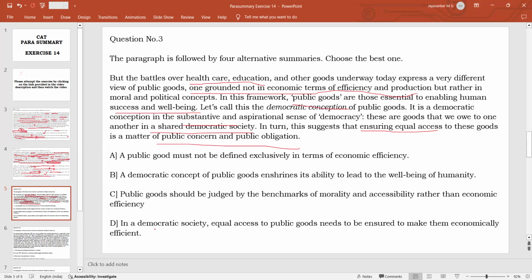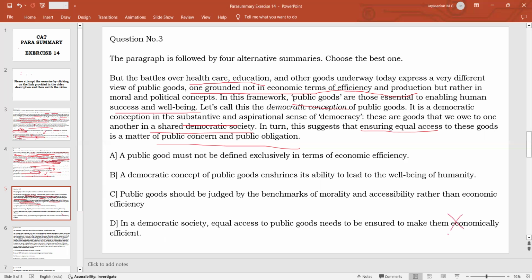Option D, in a democratic society, equal access to public goods need to be ensured to make them economically efficient. So what is the problem here? Is there any problem? In a democratic society, correct. Equal access to public goods need to be ensured. That also is correct. To make them economically efficient is wrong.